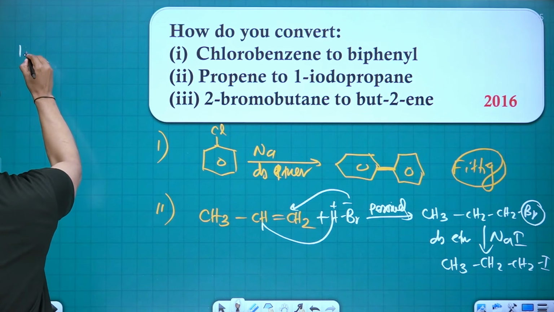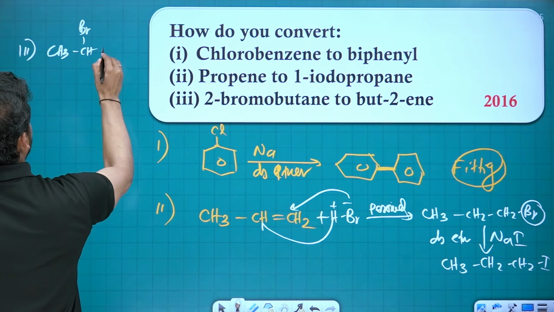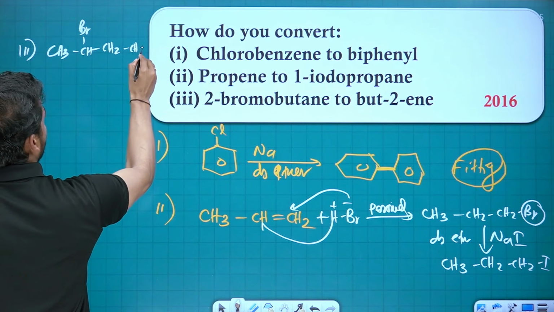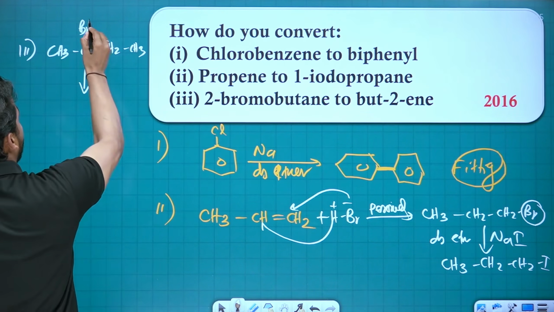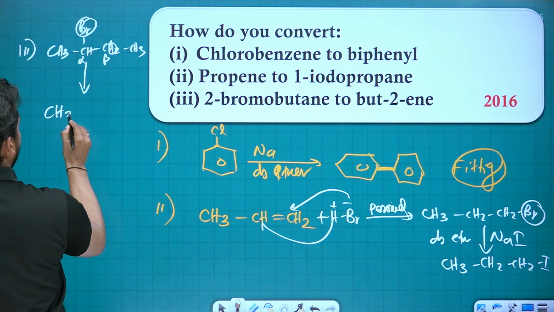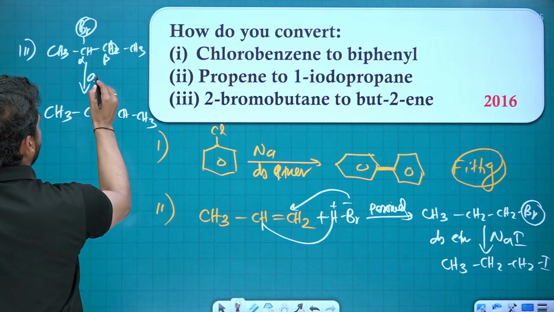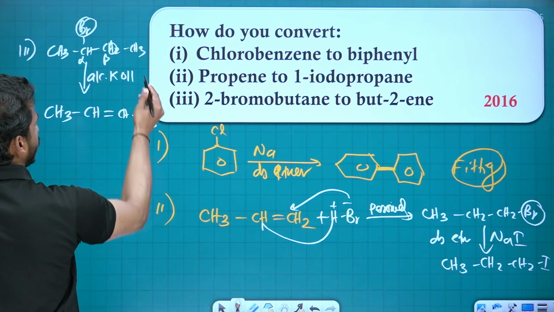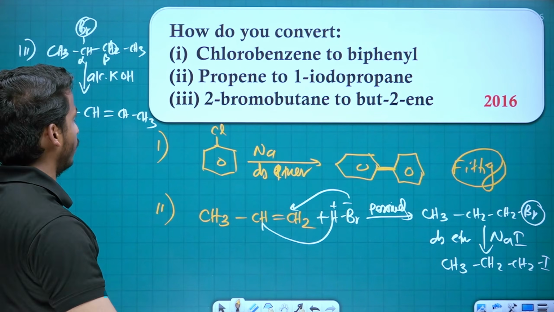The last one is given as 2-bromobutane. What is the compound? 2-bromobutane. 2-bromobutane to butene. That is what? Beta elimination. Halogen goes from alpha, hydrogen goes from beta, making a double bond between them. Yes, you will get butene. What is the reagent for beta elimination? Alcoholic KOH can be used. Okay, simple question from 2016 conversion.